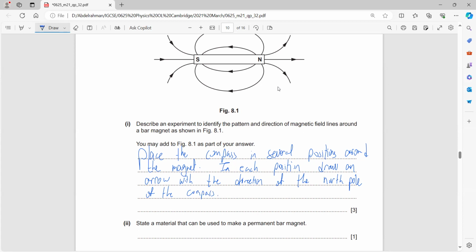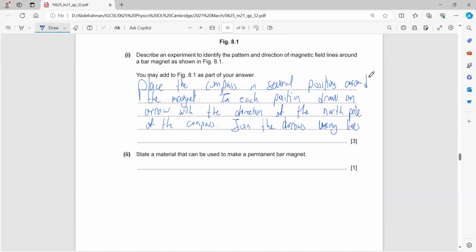In each position, the compass will tilt, so it will change its direction. Whenever it changes its direction, I will just draw an arrow with the direction of the north pole of this compass. Then I'll just join the arrows using lines. That's it. It's a very systematic answer.